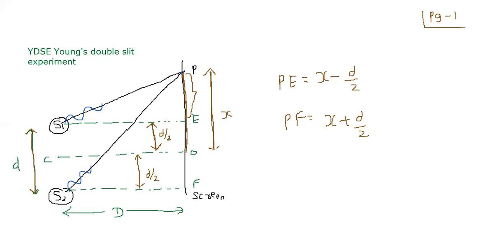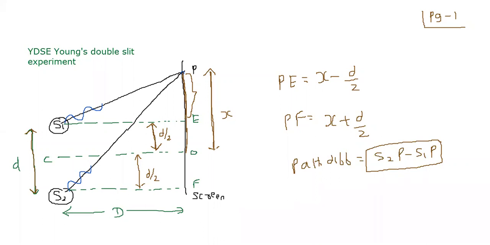Now, has a wave gone from S1 to the point P? Has a wave gone from S2 to the point P? Are the two waves interfering at the point P? Which wave travels extra distance? S2. So what is the path difference? That is the extra path traveled by the wave. How much extra path has it traveled? S2P minus S1P is the path difference. Understood? S2 to P minus S1 to P. The difference is the path difference.